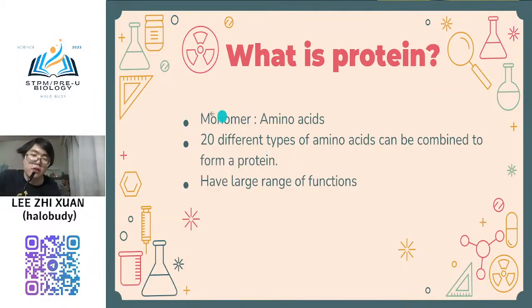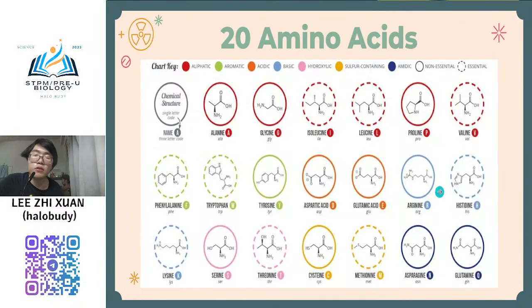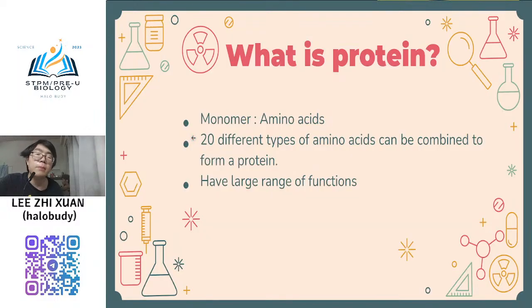So what is protein? I mentioned the monomer is amino acid, and there are 20 different types of amino acid that can be combined to form a protein. Why is protein very complex? Because it has a large range of functions. What functions can you imagine? You will still remember what you learned in SPM. One of the key components is enzyme. Enzyme is protein. And besides enzyme, antibody. Antibody is also one type of protein.